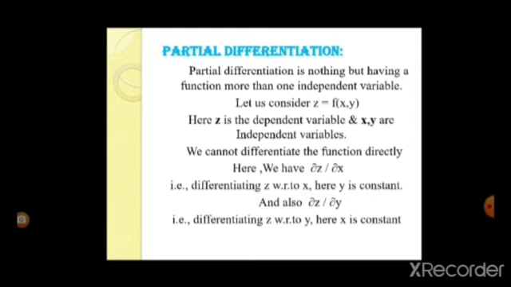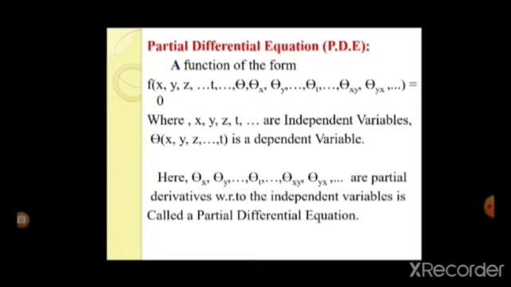Here in this function we can't differentiate the function directly. We can differentiate, but we can't differentiate the function directly. So here z is the dependent variable and both x and y are independent variables. So here we have dou z by dou x. That means we are differentiating z with respect to x, and here y is constant. While differentiating z with respect to y, that is dou z by dou y, then here x is constant. In this manner we have to differentiate the function. Coming to the next slide.